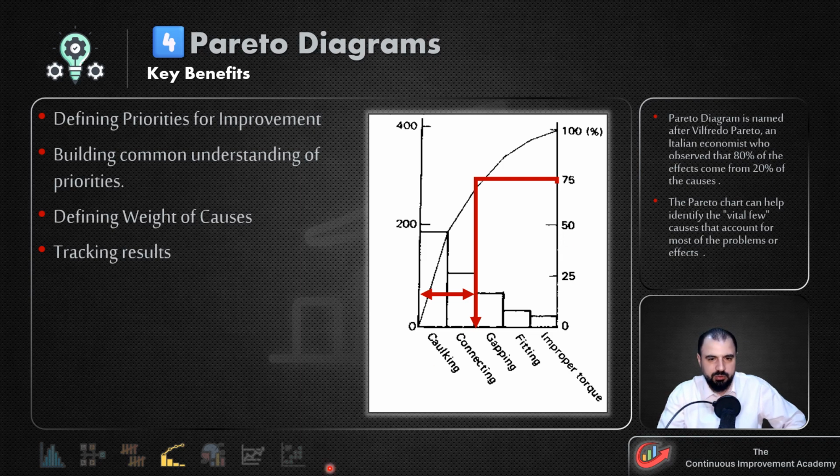Once you have identified those issues and solved them, you need to redraw the Pareto diagram and see where you stand. Is the caulking still the biggest issue? In this case, you need to focus on it again. Otherwise, you need to pick the first issues accordingly.